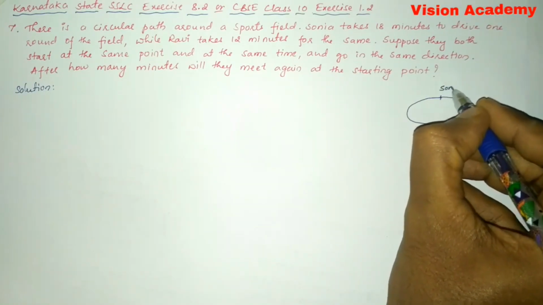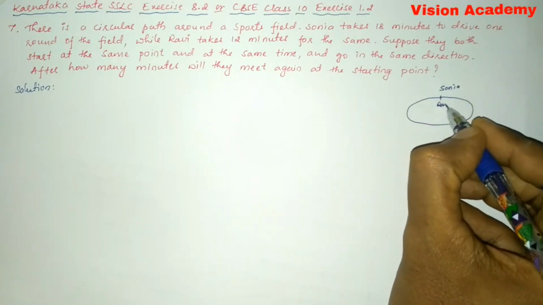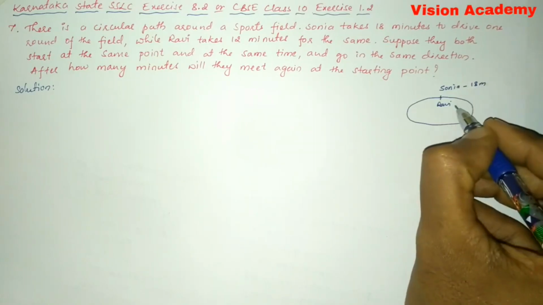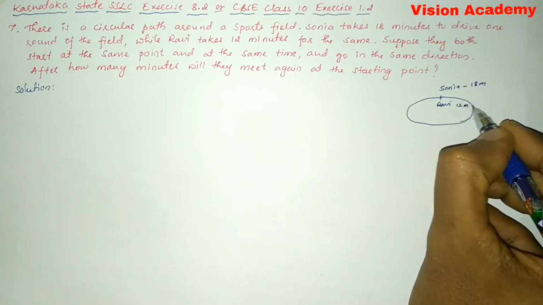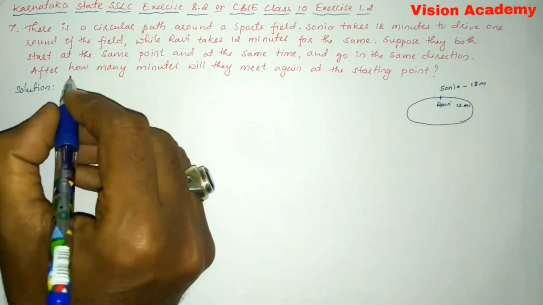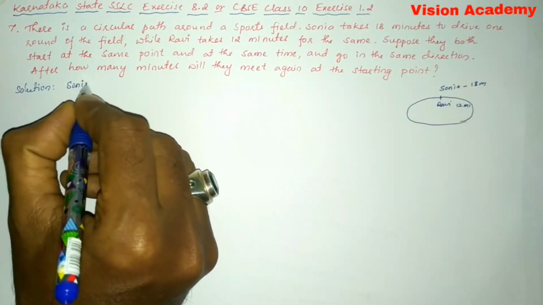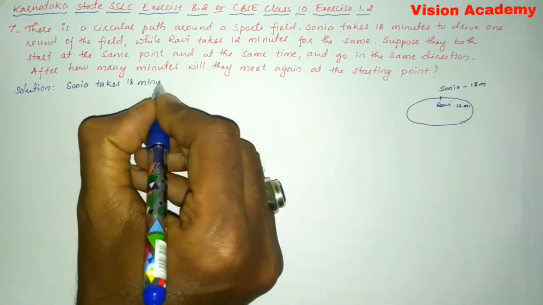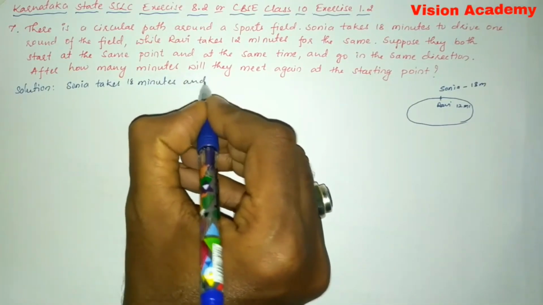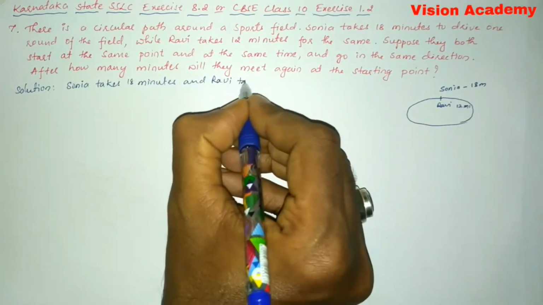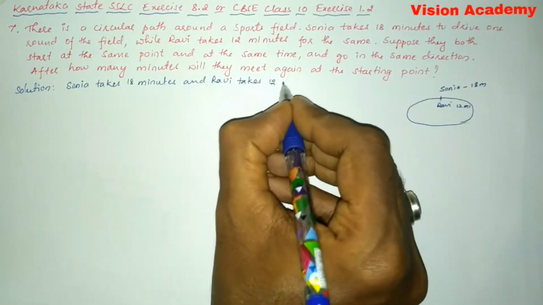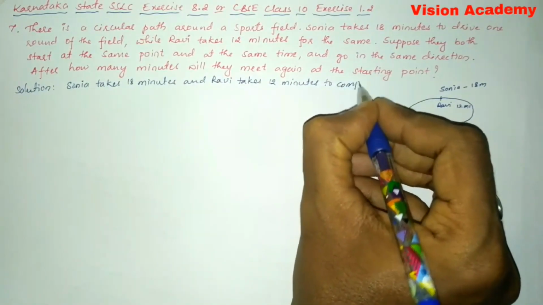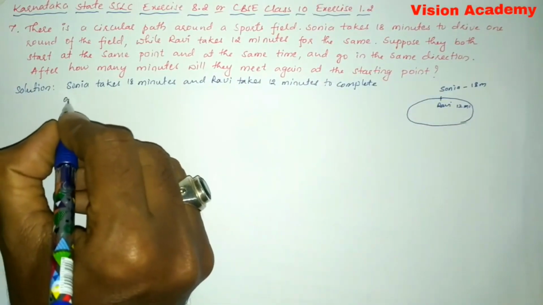Both Sonia and Ravi start. So here Sonia takes 18 minutes, whereas Ravi takes 12 minutes. Let us write: Sonia takes 18 minutes and Ravi takes 12 minutes to complete one round.